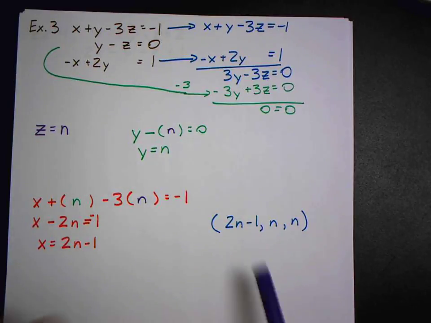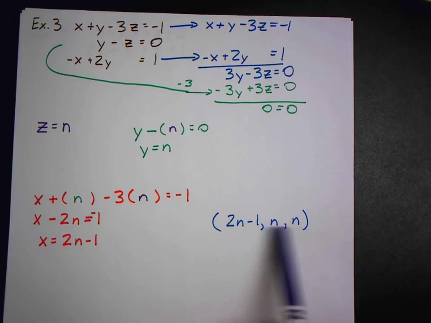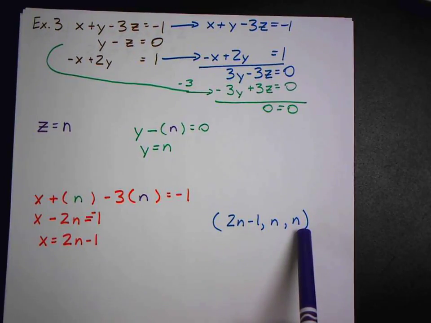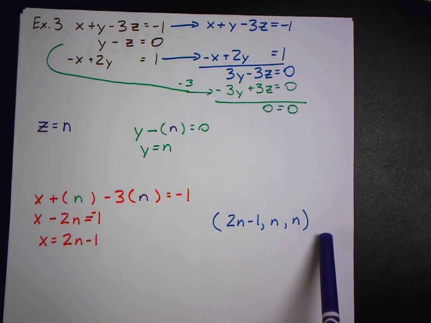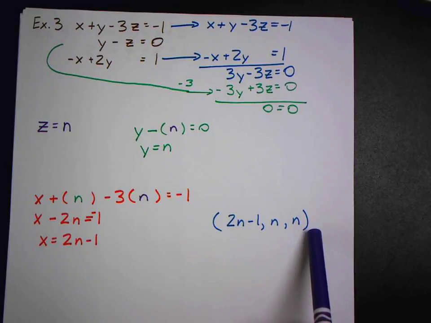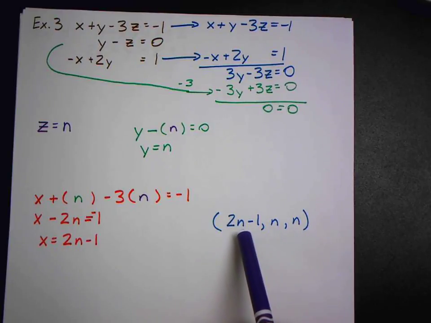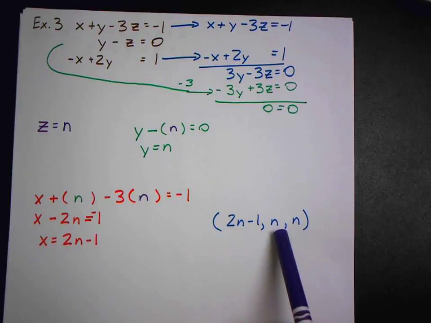Okay, what this does is we have infinitely many solutions. That's our answer, right? This gives us a formula for all those solutions. So if n is 0, my answers are -1, 0, and 0. That's one of the possible ordered triples. If n is 1, then my ordered triple is 1, 1, and 1.